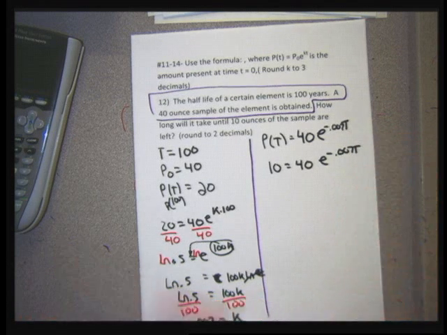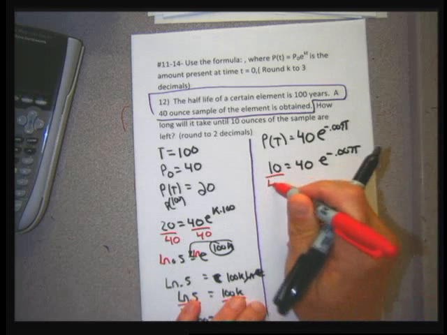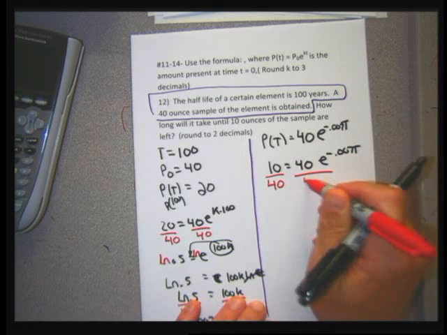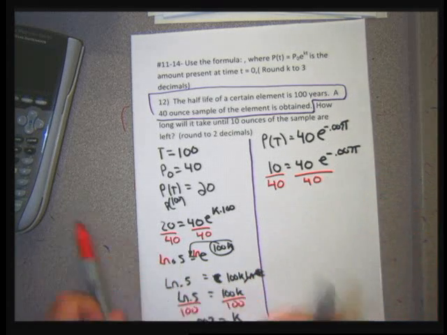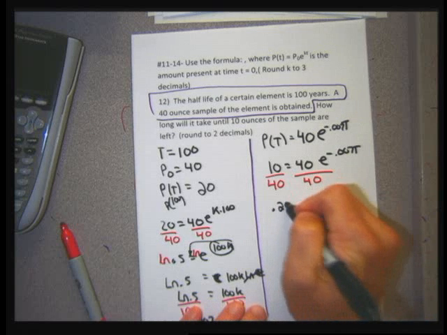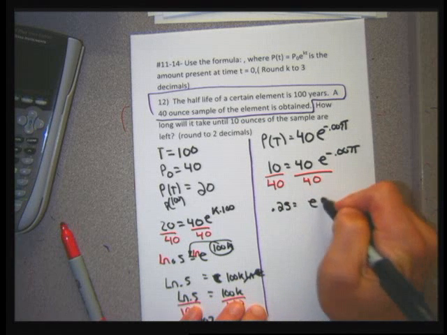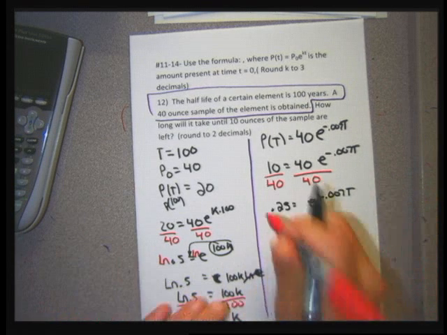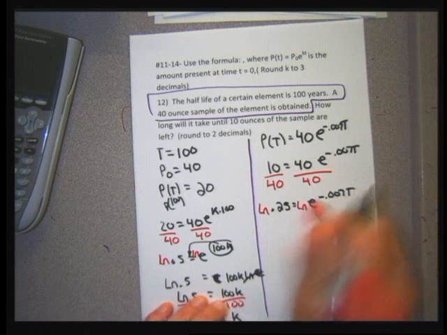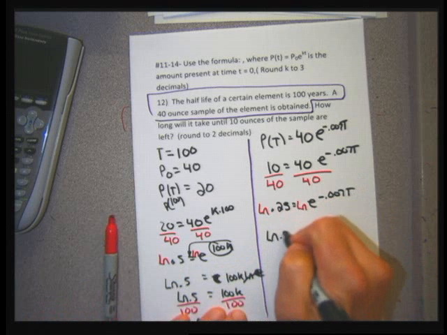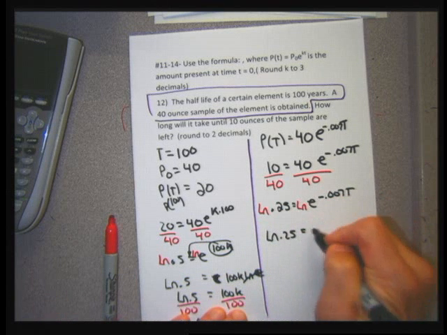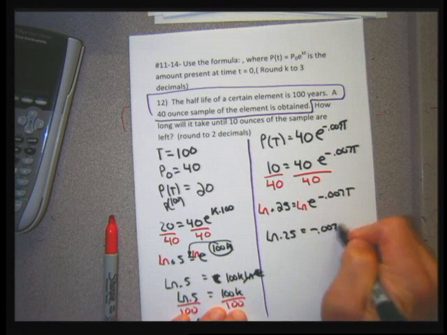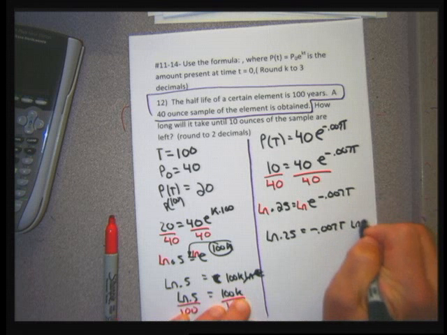So I get 10 equals 40 times e to the negative 0.007t power. I divide both sides by 40. I get 0.25 equals e to the negative 0.007t power. Take the natural log of both sides. I get the natural log of 0.25 equals negative 0.007t times the natural log of e.